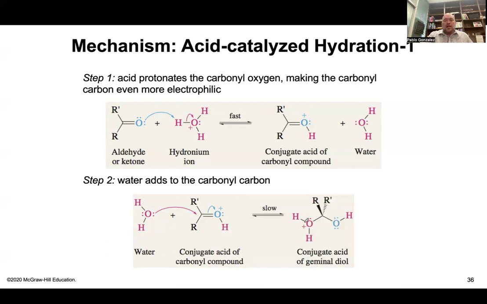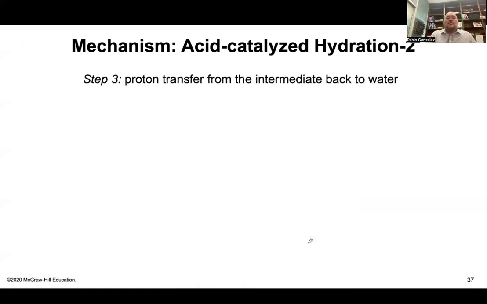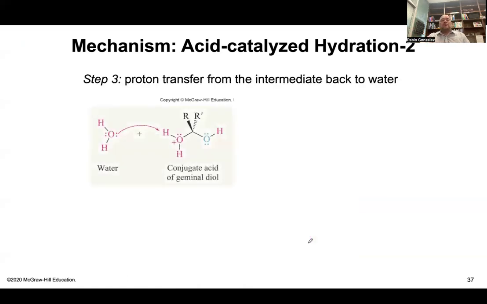So we have the two alcohols in here, but this one is protonated. So what can we do next? We can remove this hydrogen with what? What base do we have in acid-catalyzed conditions? Water. Okay, so remember, water can act as an acid or as a base depending on the conditions of the reaction. So protons transfer from the intermediate back to water.